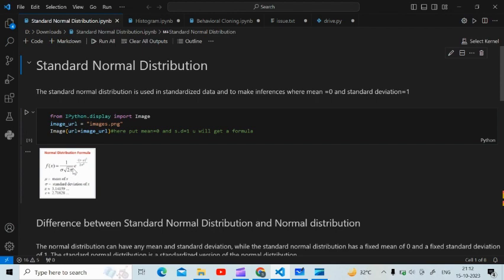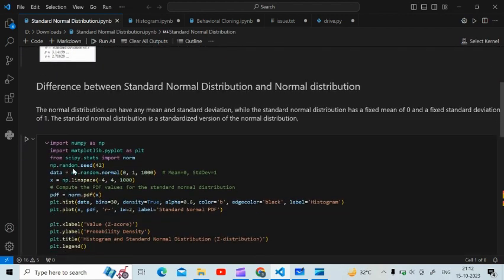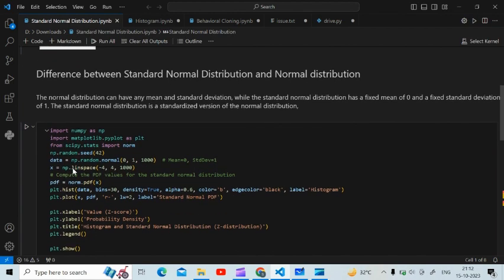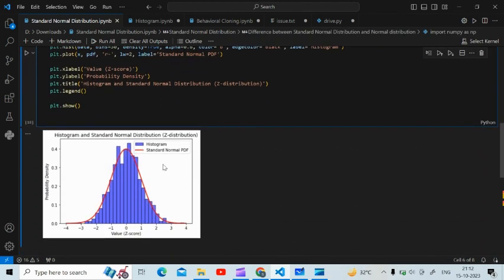The formula for the standard normal distribution is very simple. It's 1 by root 2 pi, where sigma is equal to 1, times e raised to minus 1 by 2 x square. This is how the standard normal distribution formula works. The plot will be almost similar to the normal distribution we have seen. Here the mean and standard deviation have fixed values, and you will get a plot almost the same as the normal distribution.